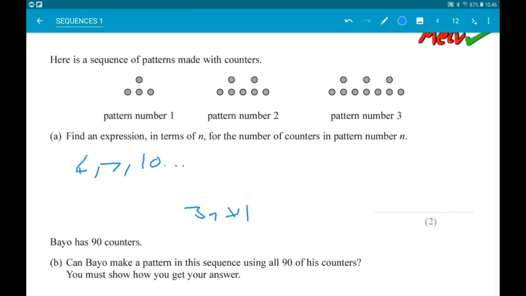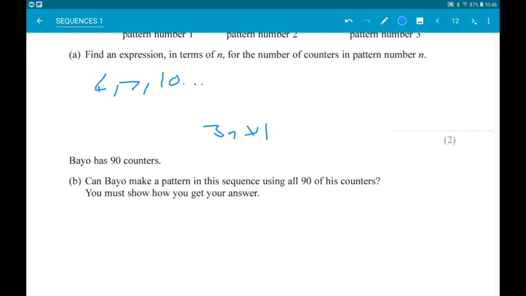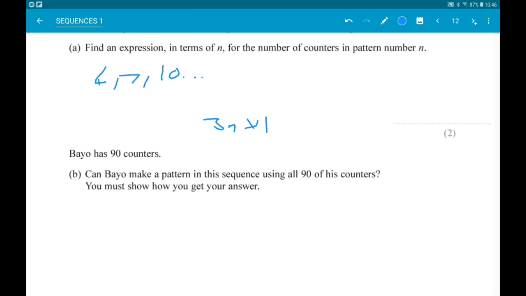Cool. Okay, then for part B, Bayo, awesome name, has 90 counters. Can Bayo make a pattern in this sequence using all of his counters? So if he can, then 3n add 1 equals 90 would have a whole number solution for n, because n is a term number.